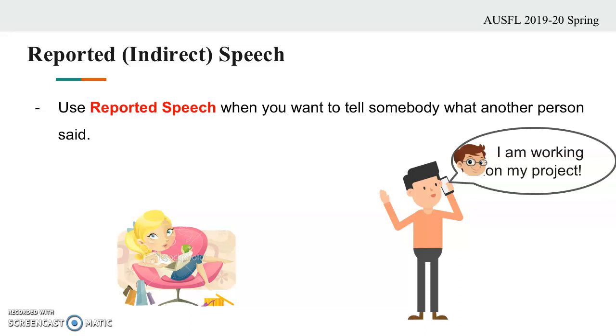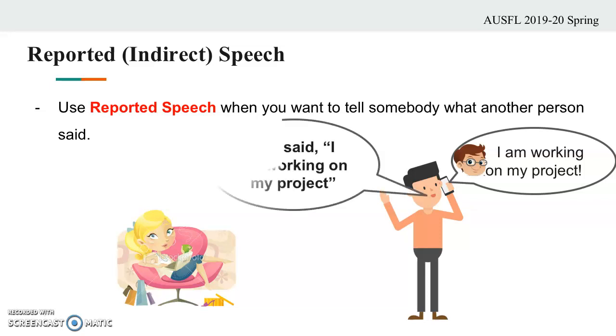This is Tim. He's calling Petro. He's on the phone at the moment. Petro wants to tell Sonia what Tim said. If he uses direct speech, he needs to say the exact words he said, and the sentence must be in quotation marks.